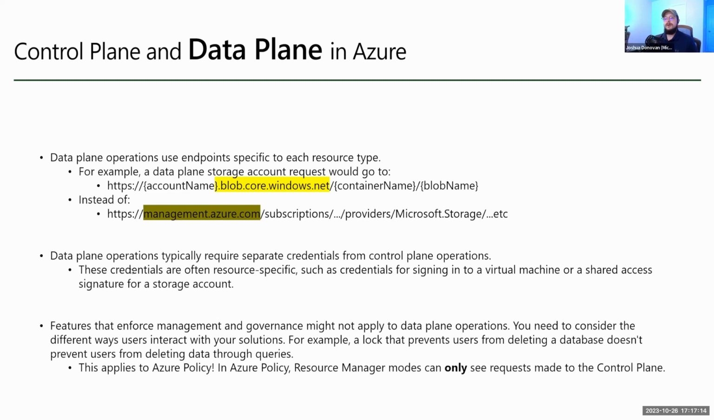Data plane actions often and mostly require separate credentials. So you're not going to typically use RBAC permissions for securing your data plane operations. If we stick with a storage account, you'll use something like a SAS key to secure your data plane resources. And then finally, features that enforce management or governance, again thinking of something like Azure Policy, may not work on the data plane. So a popular issue here is with Key Vault or something like that.